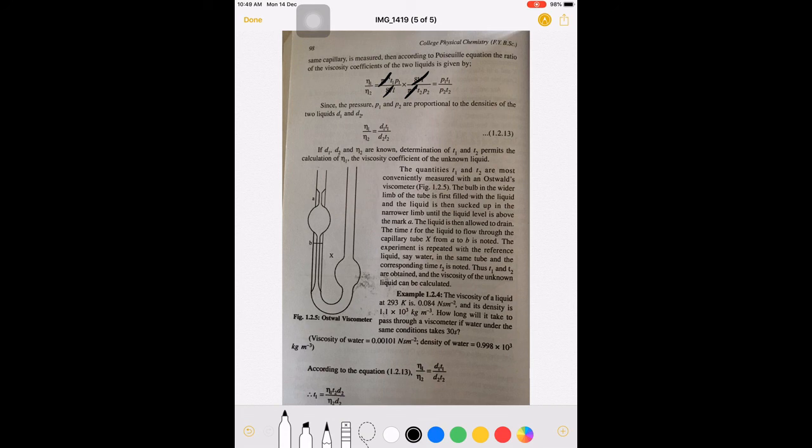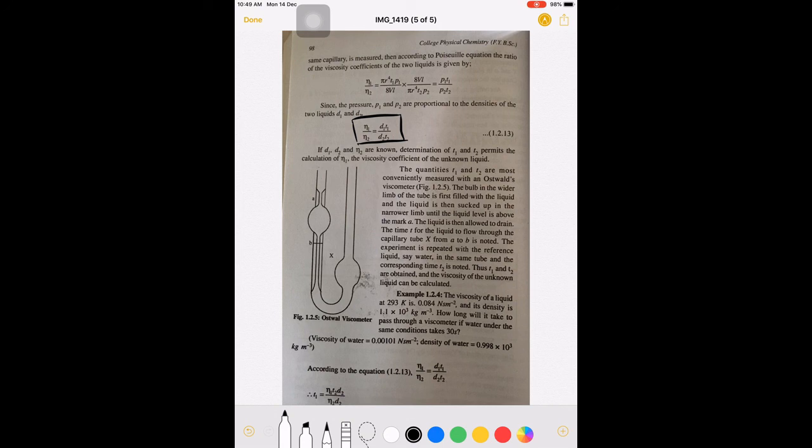So the pressures P1 and P2 are proportional to the densities of the two liquids. With what pressure these liquids are flowing depends upon their densities. Therefore, this equation can be written in terms of the density term: eta 1 upon eta 2 is equal to d1 upon d2 into t1 upon t2. So by use of this equation we can calculate the viscosity of a liquid if the viscosity of the other liquid is known to us.